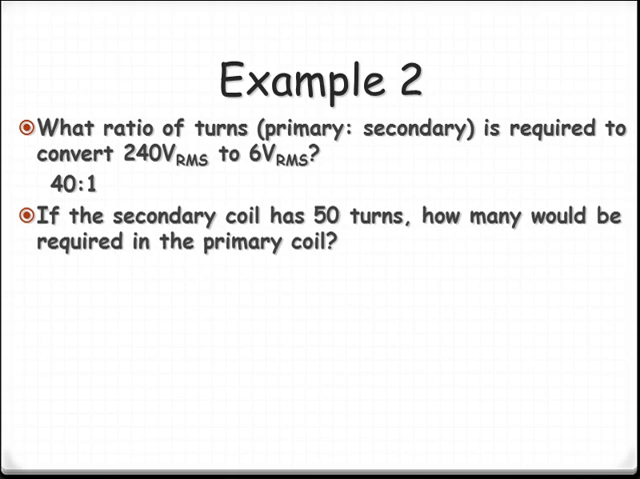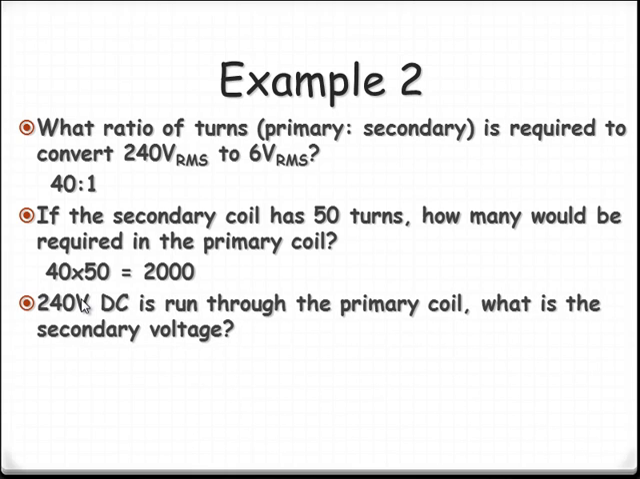Now, the secondary coil has 50 turns. How many do we need in the primary? So again, here we've got 40 to 1. So if this is multiplied by 50, this side also needs to be multiplied by 50. So 40 times 50 is 2000 turns.